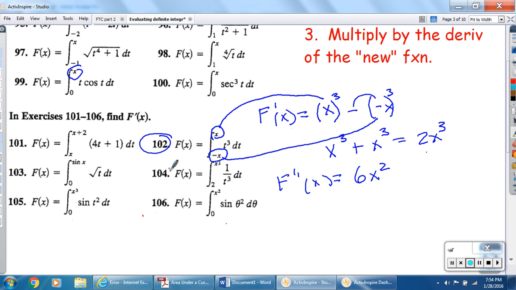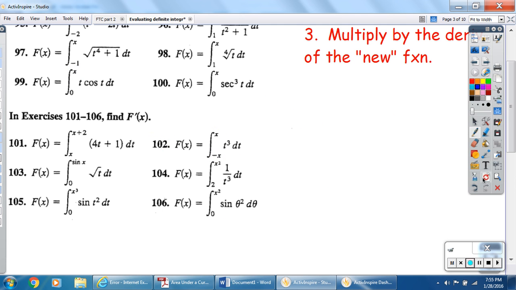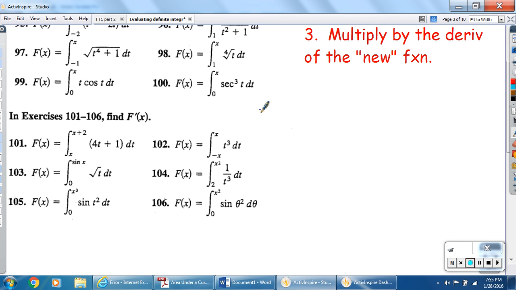Definitely want to do number 103 because the upper bound is sine x, and then I want to look at 105, and I think I'm going to stop after that. That gives you enough to hopefully figure out what's going on here. So let's take a look at number 103.